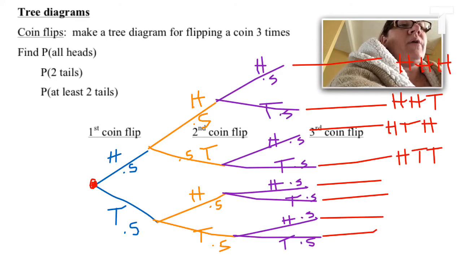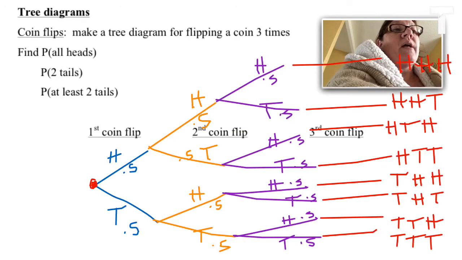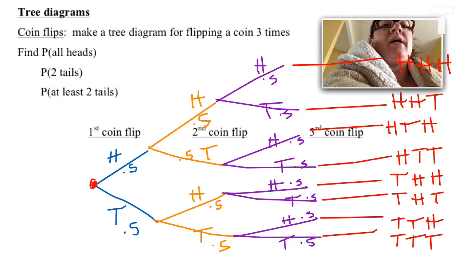Now I'm down on the lower branch, so I started with a tail, and then I followed out with heads, heads. Then I went tails, heads, tails, tails, tails, heads, and tails, tails, tails. So if I look at how many outcomes there are, in fact there are 8. So I have 8 outcomes.